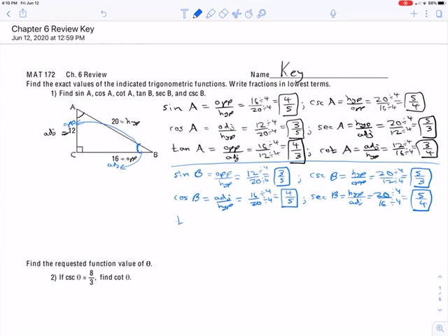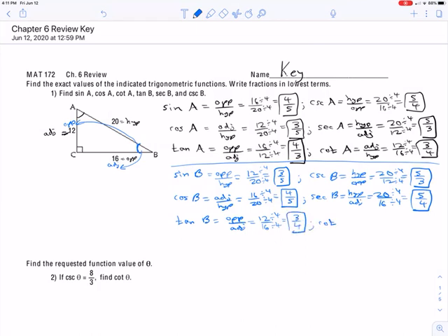And to finish it out, we've got tangent of angle B, opposite over adjacent. So we've got 12 divided by 16. And reducing that, dividing out our greatest common factor of 4, we get 3/4.